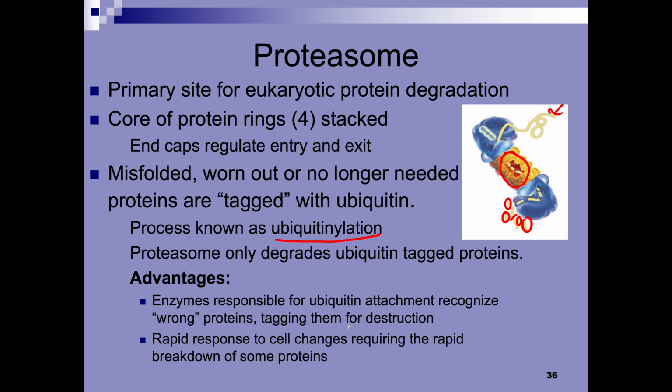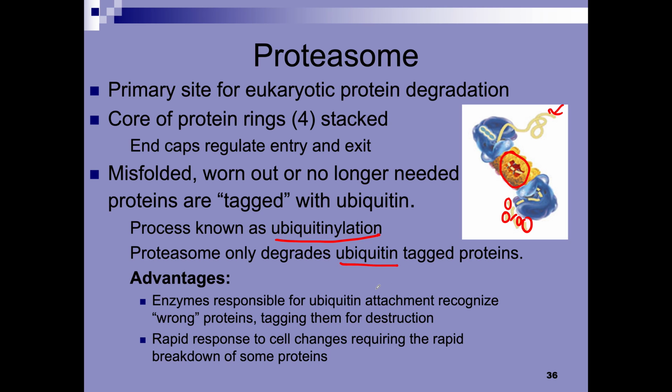Maybe there are proteins that don't need to be used anymore. They've carried out their function and the cell doesn't need them anymore. And sometimes proteins don't fold properly. So if the protein doesn't fold properly, it's now non-functional. It's going to be tagged for destruction. Proteasome will only break down proteins that have been tagged with a molecule called ubiquitin.